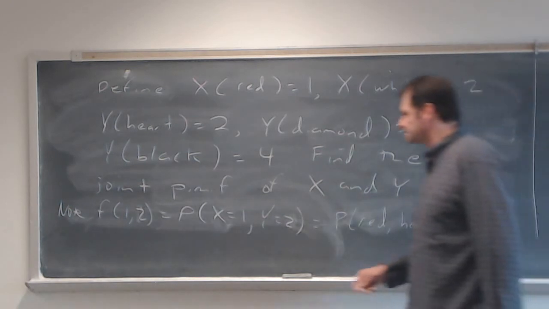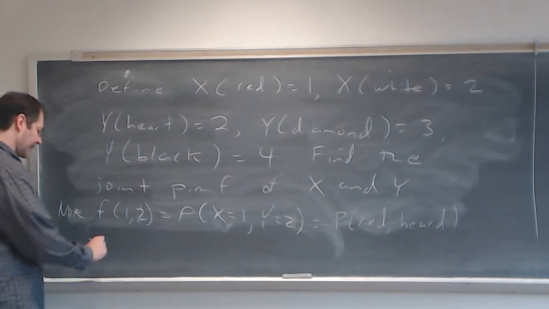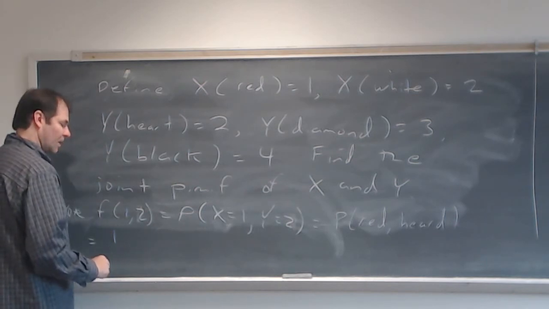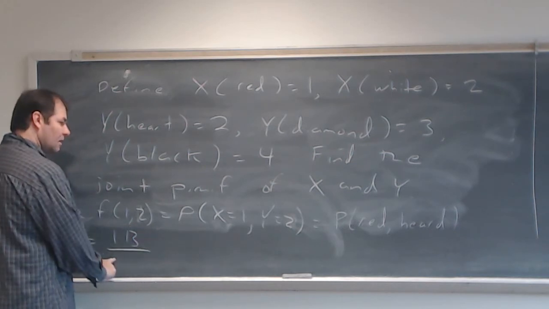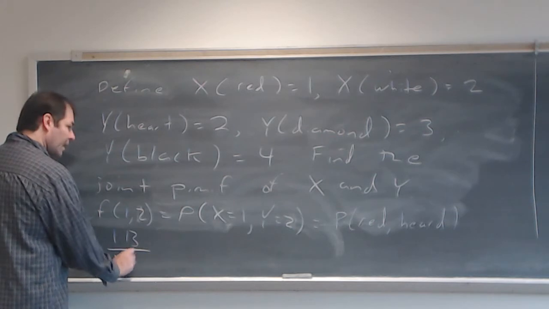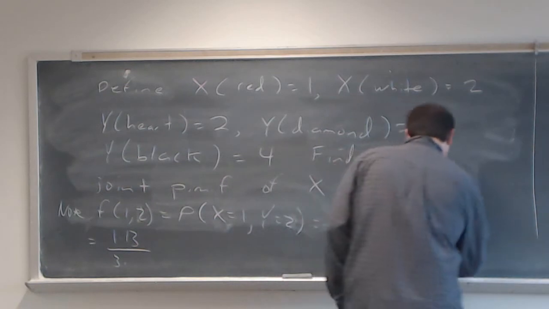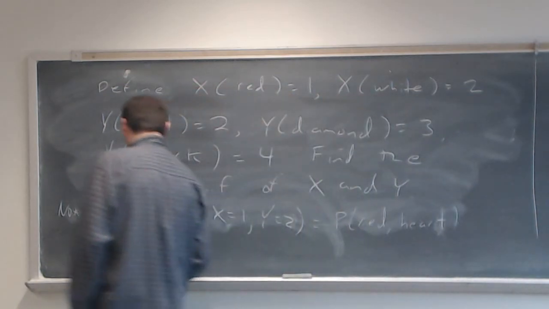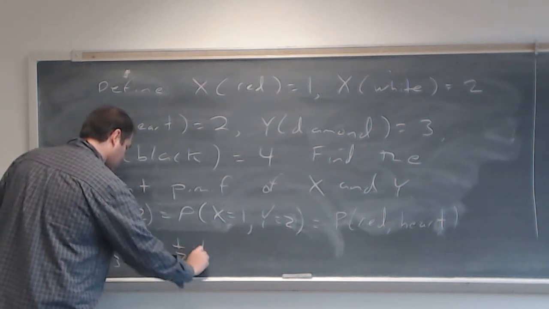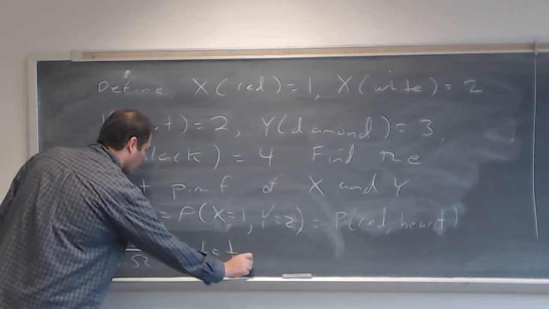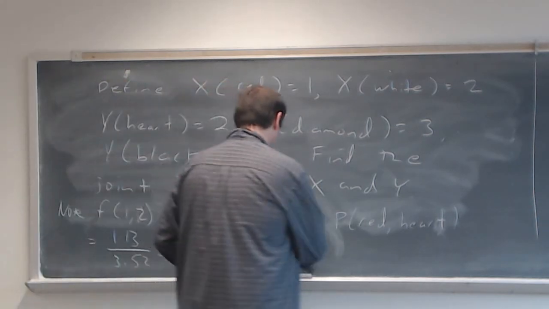Okay, so we think of this as a sequence of events, and everything's equally likely. How many ways could I get a red ball? There's only 1. How many ways could I get a heart? There's 13. How many ways are there to get a ball? There were 3. How many ways are there to get a card? 52. And so this ends up being 1/3 times 1/4, which ends up being 1/12. So f of 1, 2 is 1/12. Okay, let's continue.